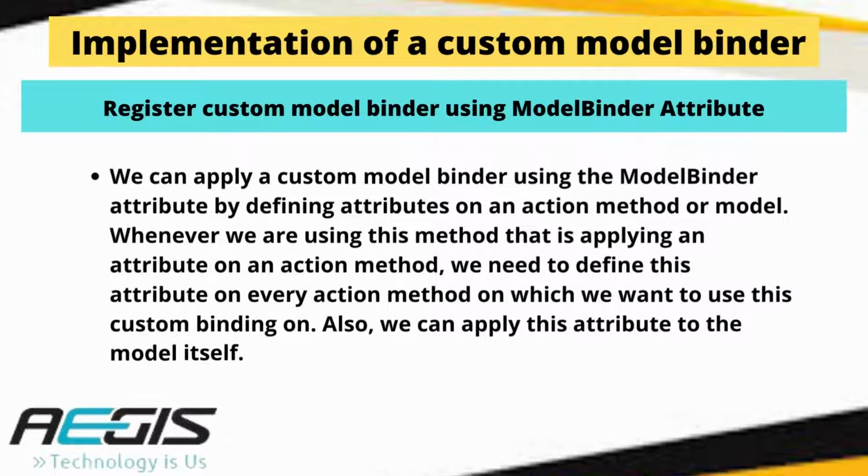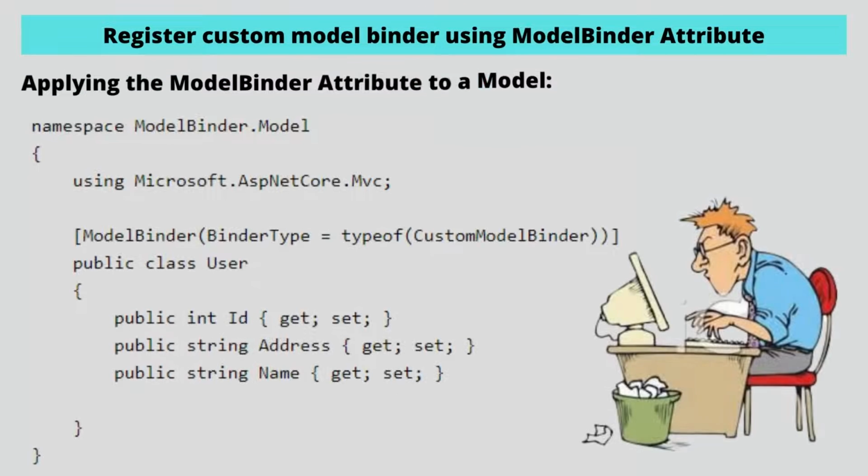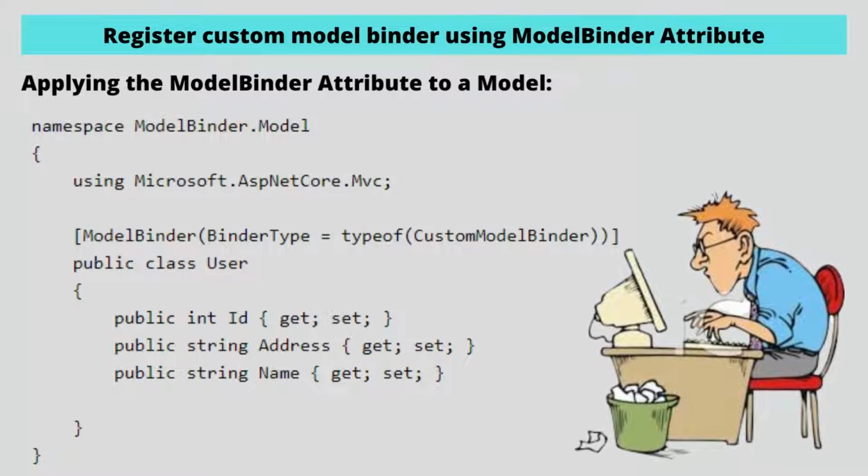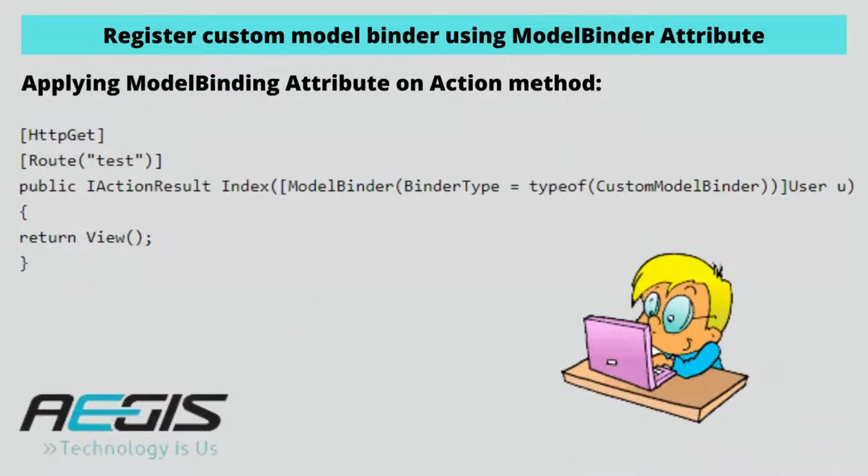Next, understand how to register a custom model binder using the ModelBinder attribute. We can apply a custom model binder using the ModelBinder attribute by defining the attribute on an action method or model. Whenever we are applying an attribute on an action method, we need to define this attribute on every action method on which we want to use this custom binding. Also, we can apply this attribute to the model itself. As per the code in the image below, you can easily apply the ModelBinder attribute to a model.